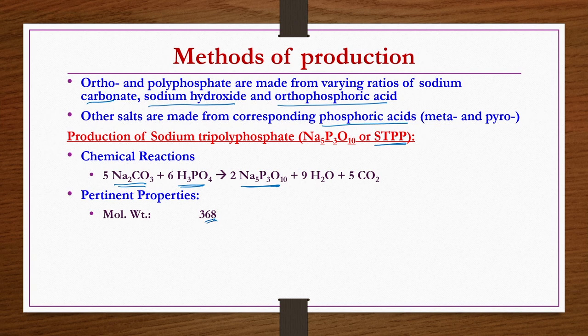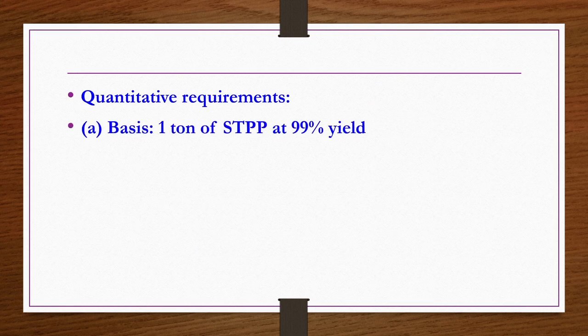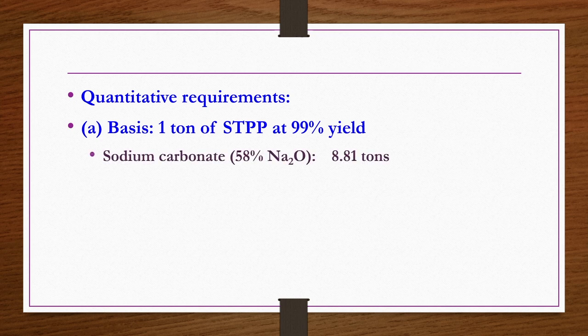Pertinent properties: molecular weight is 368. It is a white powder in physical state. Solubility is 12.8 grams per 100 cc of water at 20 degrees centigrade, and its solubility increases to 33 grams in 100 cc of water if you increase the temperature to 100 degrees centigrade. pH of a 1% solution of this sodium tripolyphosphate is 9.7. Because it is a powder, you take it in water, make a 1% solution, and that solution has a pH of 9.7.